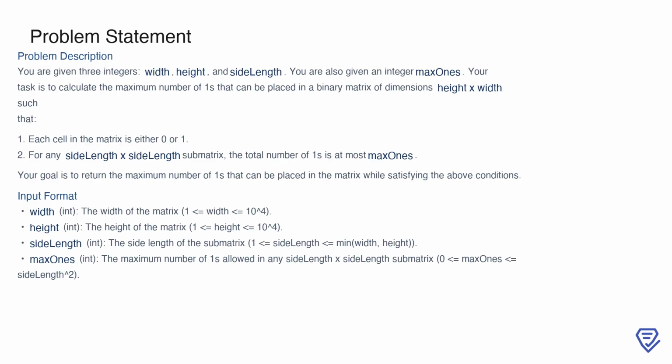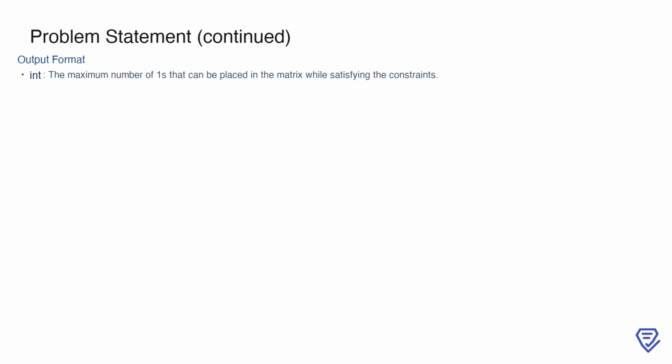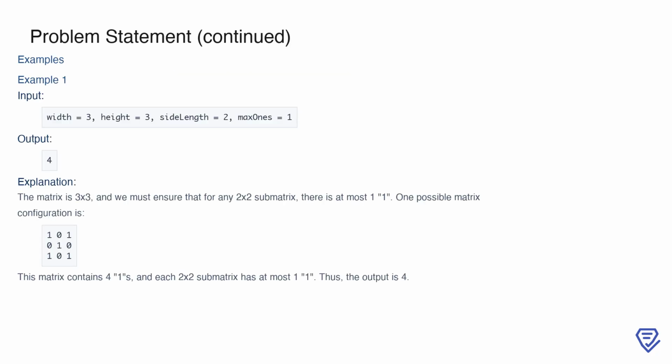For example, if side length is 2 and maxOnes is 1, no 2 by 2 submatrix can contain more than one 1. The input specifies width, height, side length, and maxOnes, and the output is the maximum number of ones that satisfy these conditions. To understand the problem better, let's look at some examples.